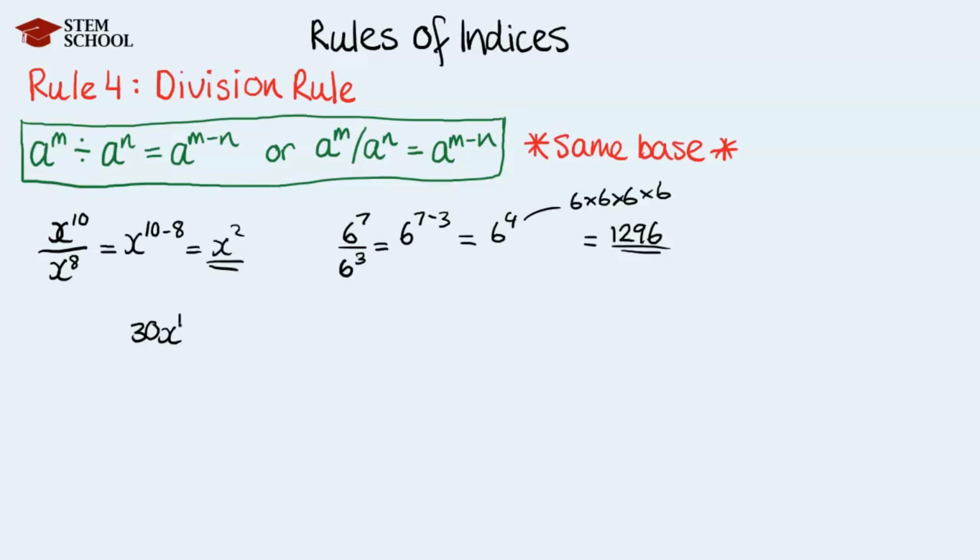Now let's try an example where we have a number in front of the base. We've got 30x to the power of 10 divided by 6x to the power of 5. Okay, so you have to deal with the numbers in front of the bases separately. We just have to divide 30 divided by 6, so that will just be 5. Okay, then we write the common base, which is x, and then you subtract the powers. 10 take away 5, right? So the final answer will be 5x to the power of 5. And there we go.